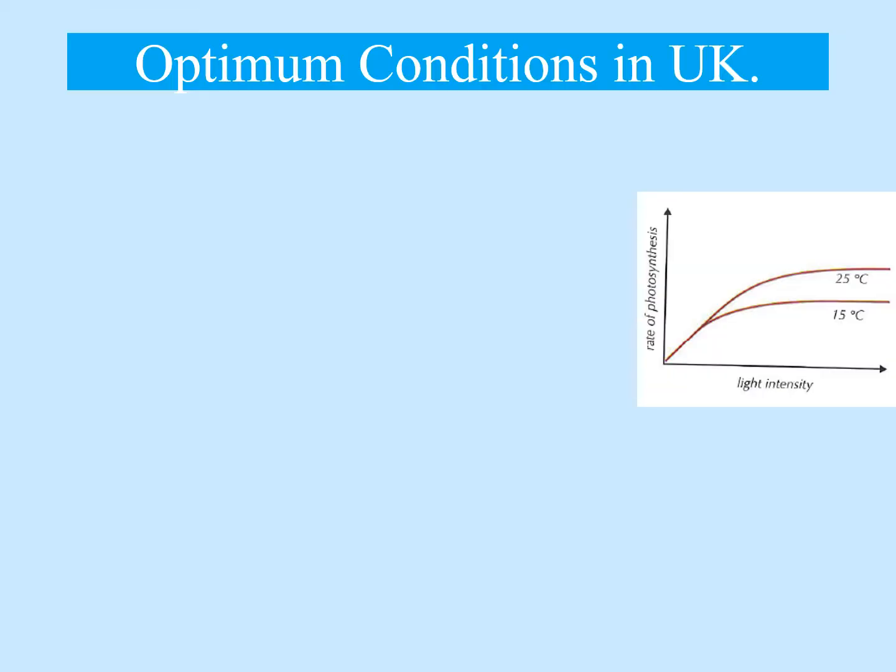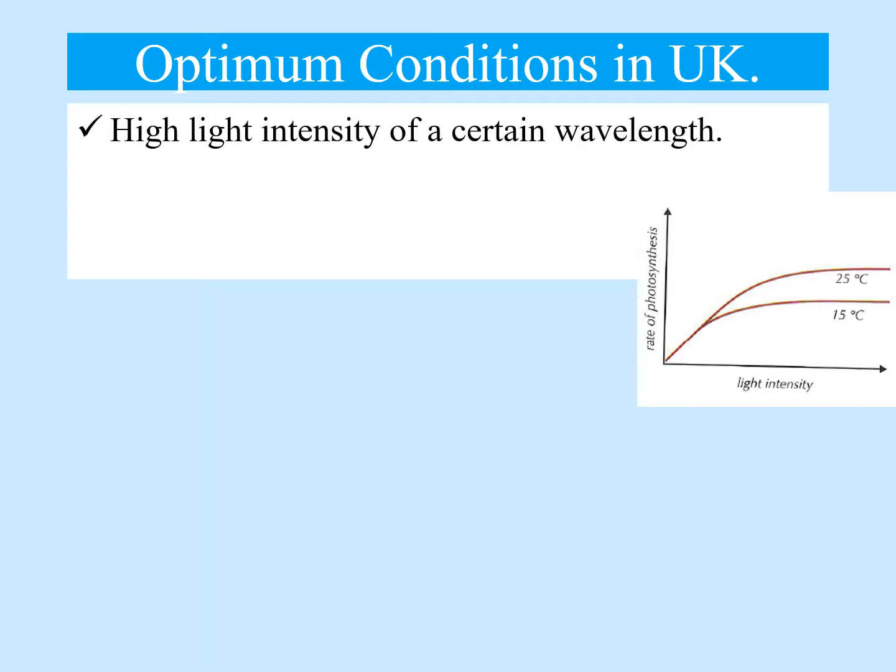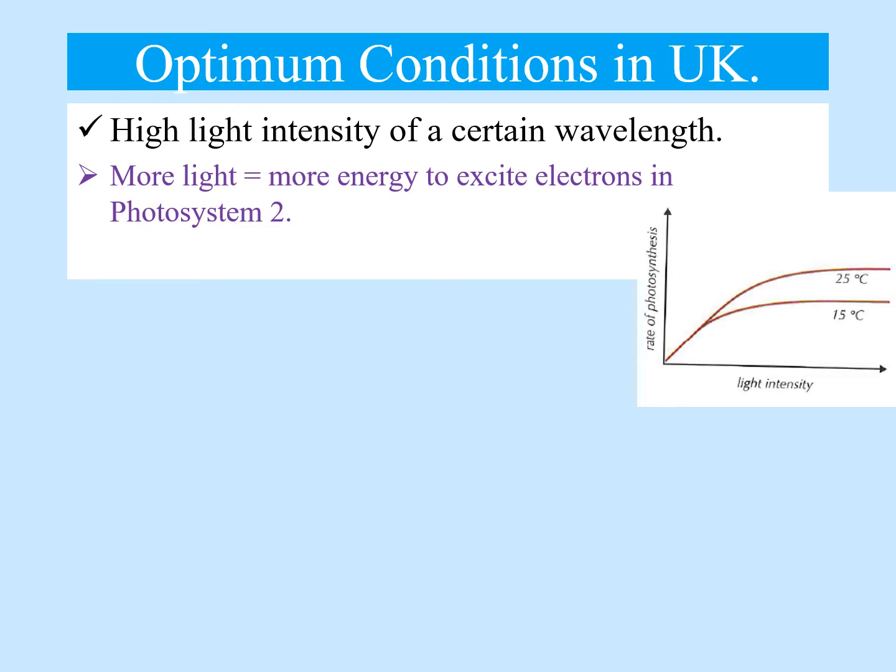First of all, let's look at plants in the UK. What would the optimum conditions be? If we look at light, we want a high light intensity of certain wavelengths. You should remember that light provides the photons of energy to cause photoionisation and photolysis. That means you're giving those electrons the energy in photosystem 2 and also photosystem 1, and you're splitting the water molecule as well.